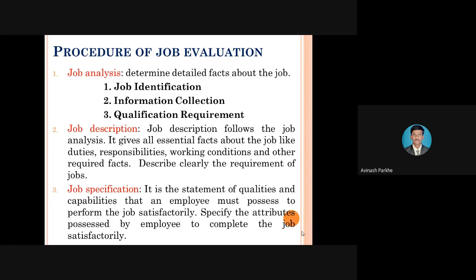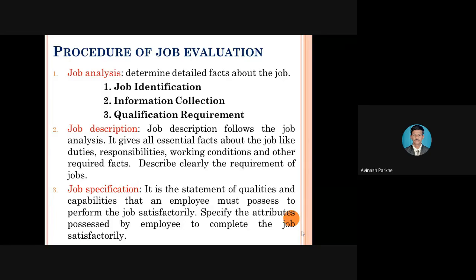So these are the two important steps of job evaluation, called job analysis and job description. And then the third step is called job specification. So what is meant by job specification? Here I have written: it is a statement of qualities and capabilities that an employee must possess to perform the job satisfactorily. Sometimes we have to satisfy some conditions whenever we are manufacturing the job.